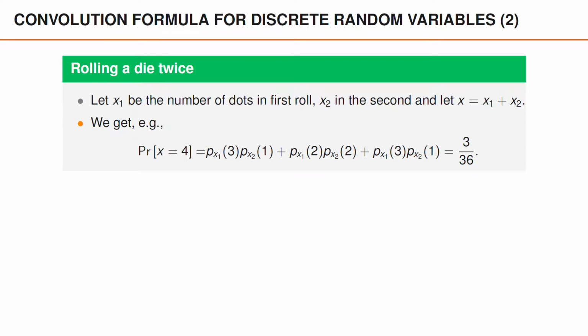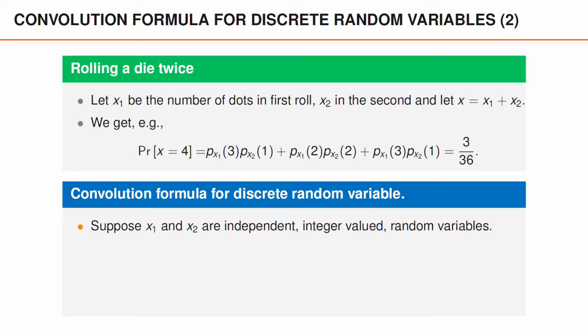There are 3 ways to obtain 4 dots. You can obtain 3 dots in the first and 1 dot in the second roll. You can obtain 2 dots in both the first and the second roll. Finally, you can obtain 1 dot in the first and 3 dots in the second roll. The probability to obtain 4 dots is therefore the sum of the probabilities of these 3 events. Since the probability of each event is 1 divided by 36, the total probability is 3 divided by 36, or 1/12. Having looked at 2 examples, we are hopefully ready to understand the general case.